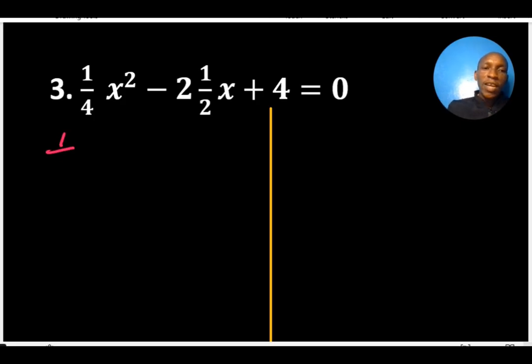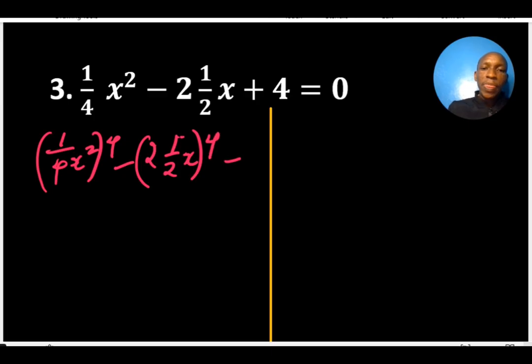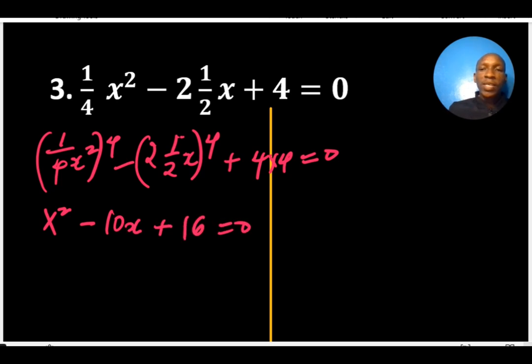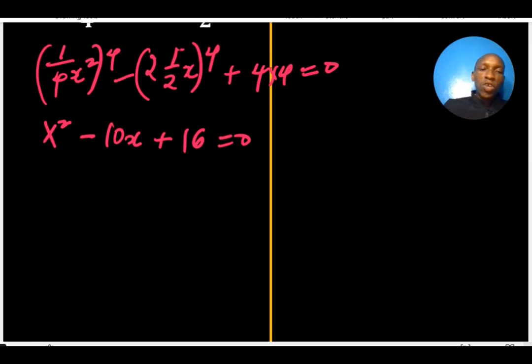So we shall have 1 over 4 x squared, multiply this by 4, minus 2.5x, multiply this by 4, plus 4 by 4, equal to 0. This is going to be x squared minus 2.5 by 4, that is going to give you 10x, then plus 16 is equal to 0. So that is the resulting quadratic equation that we are going to have. Then we are now going to proceed with the rest of the process as normal.